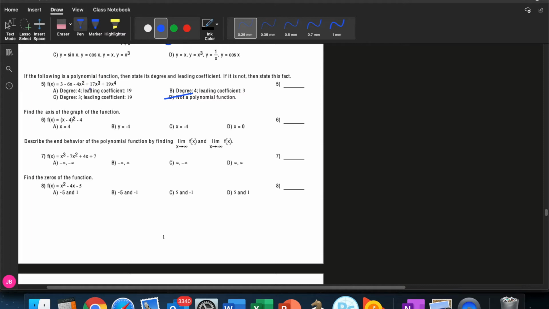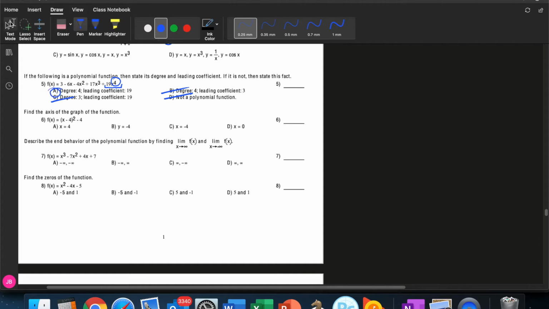Its degree is always the highest exponent, so it looks like that's 4. So C is not going to be your answer. And then the leading coefficient is always with the leading term, which goes with the degree. It doesn't matter that it's not in standard form and it's not in decreasing order. They're trying to trick you by telling you, oh, it's going to be 3. But that's not the case. It's actually going to be 19.